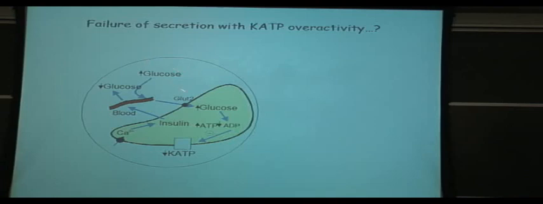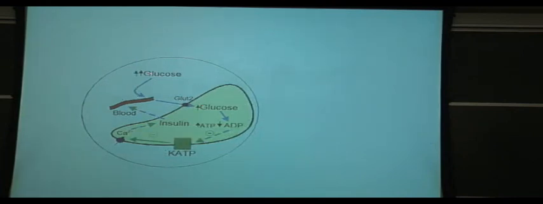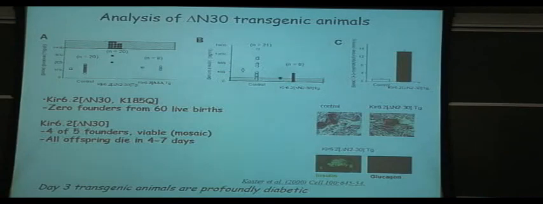So we asked the question, well, if we made the channels insensitive to this closing effect of ATP, would we get a reduced insulin secretion? Here's the prediction, that we'd get an increase of glucose, would cause a change of ATP and ADP. If this failed to close the KATP channel, the cells would then remain hyperpolarized. We'd block calcium entry, block the rise of calcium, block the release of insulin, and fail to lower glucose. We might even get a diabetic phenotype. And in fact, we did get an extremely profound diabetic phenotype.